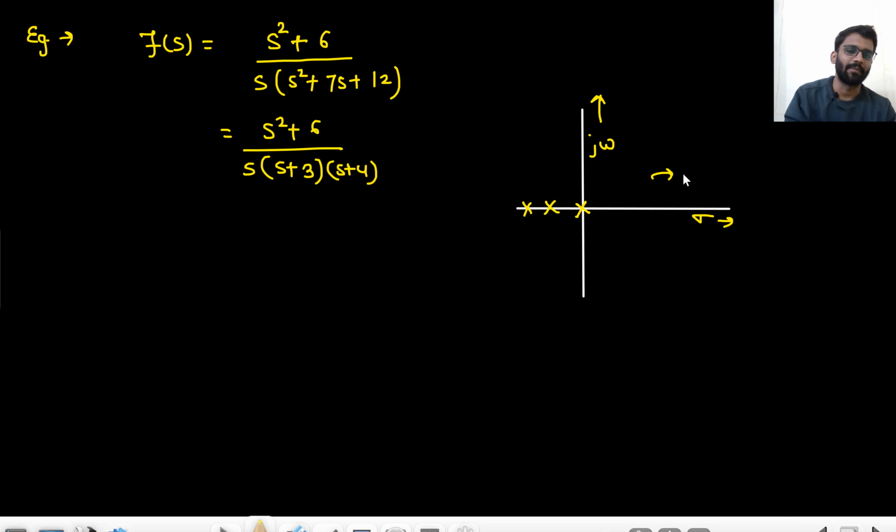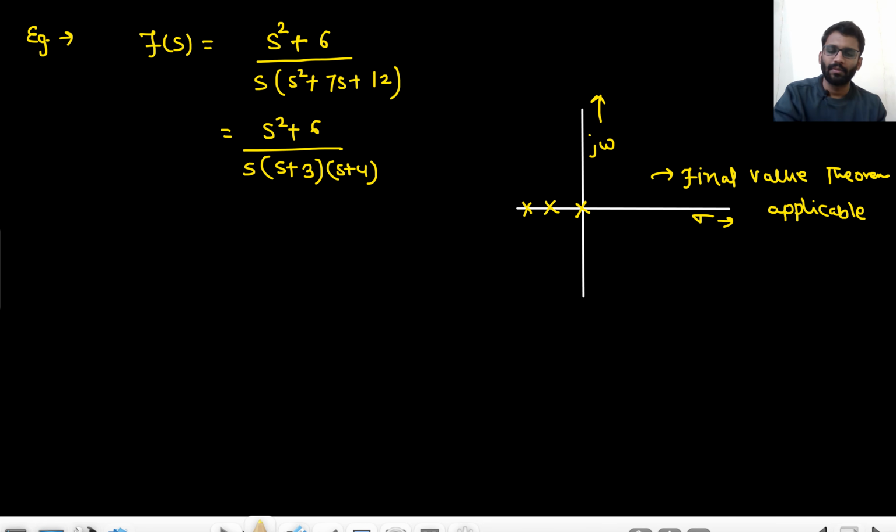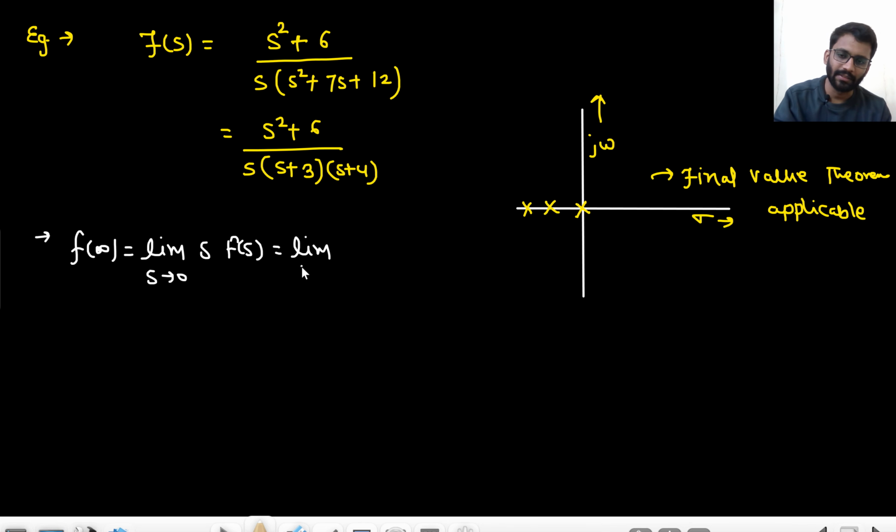So the final value theorem is applicable, right? So f of infinity would be limit s tends to 0 of s into f of s. The s will get cancelled, so we have s square plus 6 upon s plus 3 into s plus 4.